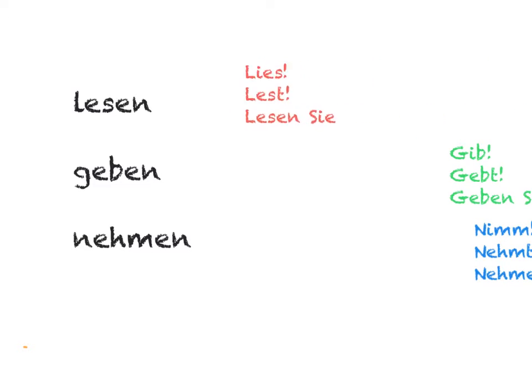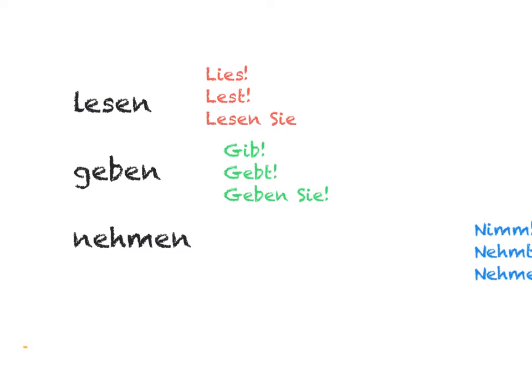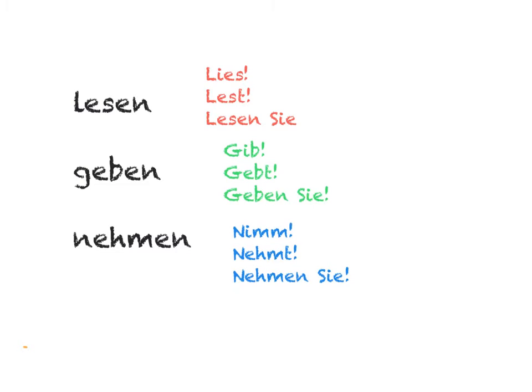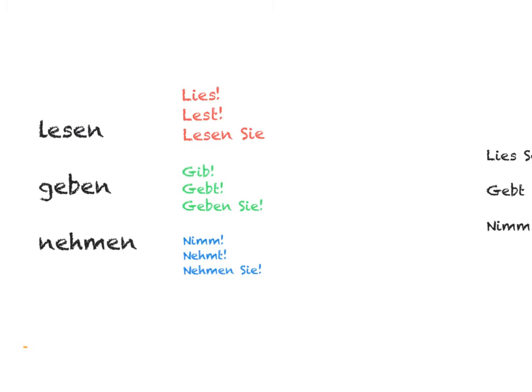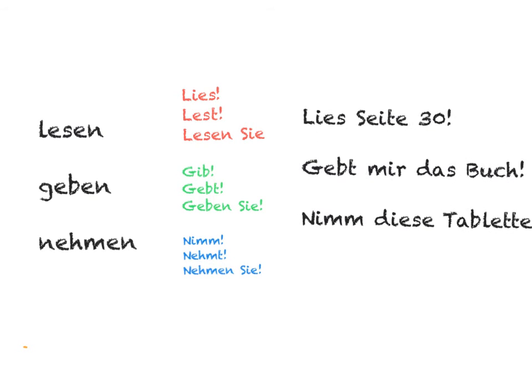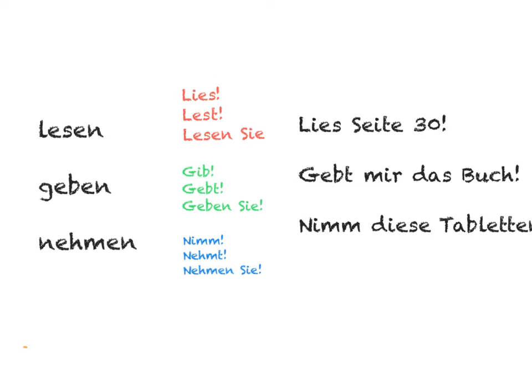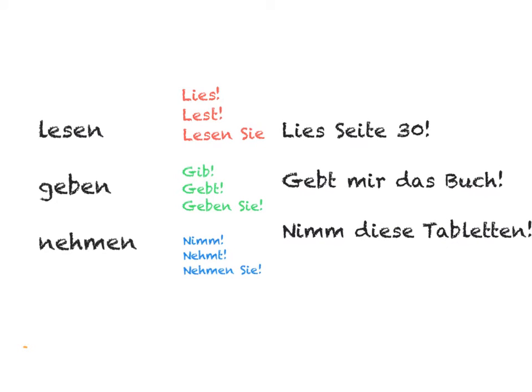Lesen: lies, lest, lesen Sie. Geben: gib, gebt, geben Sie. And nehmen, to take: nimm, nehmt und nehmen Sie. Let's have a look at some examples. Read page 30. Lies Seite 30. Give me the book. Gebt mir das Buch. Take these tablets. Nimm diese Tabletten. Or nehmen Sie diese Tabletten might be the instruction from the doctor.